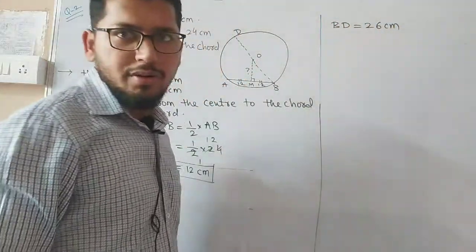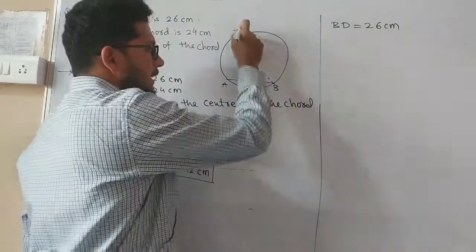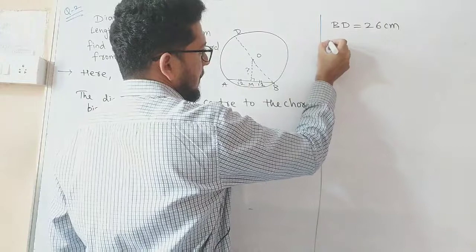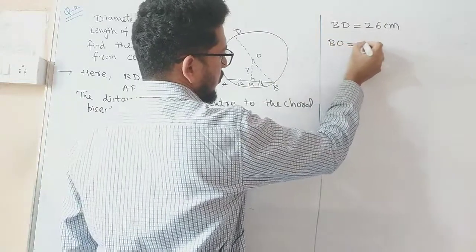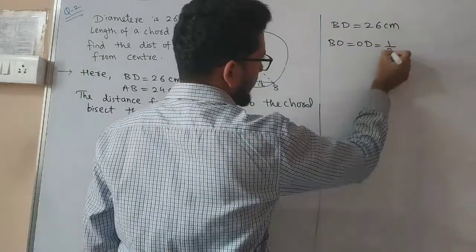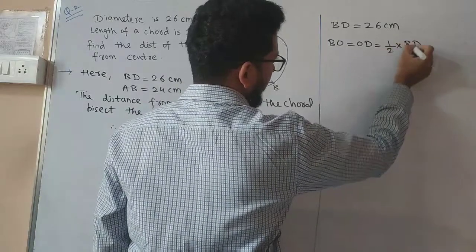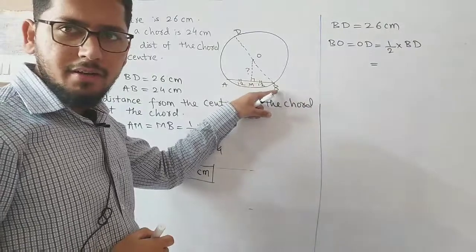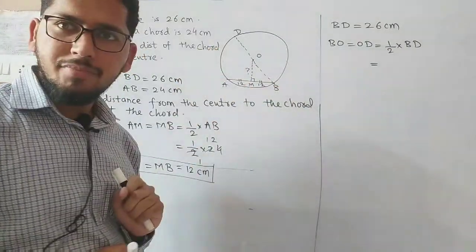BD is 26 centimeters, given. So BD is a diameter and we have to calculate BO and OD. So what will we write? Therefore BO is equal to OD is equal to half of BD. Why? What is half of a diameter? It is the radius. So here you can see BD is a diameter and OB and OD are the radius.